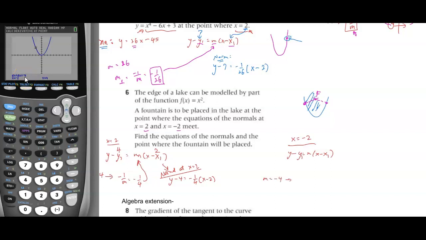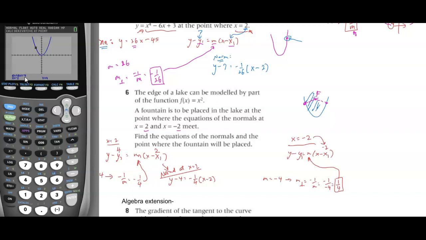But we don't want -4. We want to find the perpendicular to that, which would be -1 over m, which would be -1 over -4, which would be the same thing as 1/4. And that's what we're going to put in for m. What are we going to put for x? The value they gave us, -2.